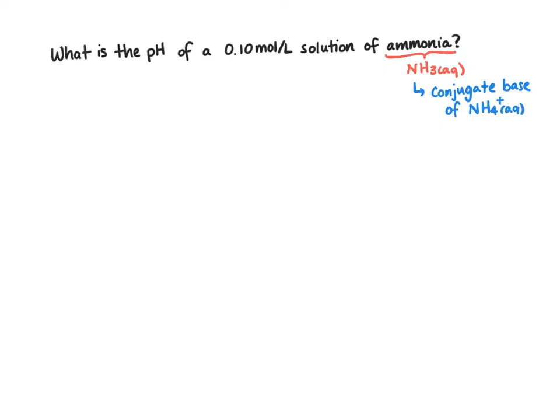And ammonium, NH4+, has a Ka value of 5.6 times 10 to the negative 10. And we're going to need that to calculate our Kb value. So we're going to start this as we normally would. We're going to write down our reaction with water. So ammonia reacts with water. Ammonia is a base, so it's going to be a proton acceptor. So it's going to form NH4 plus and OH minus.